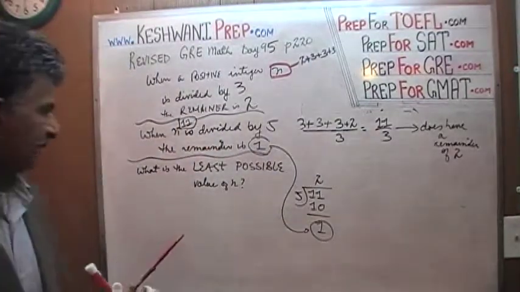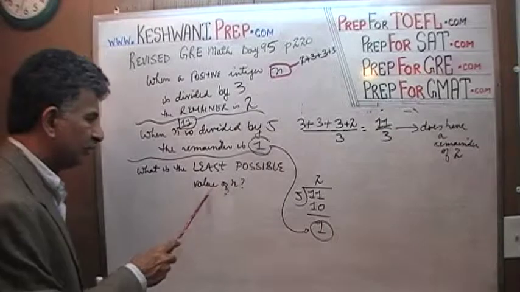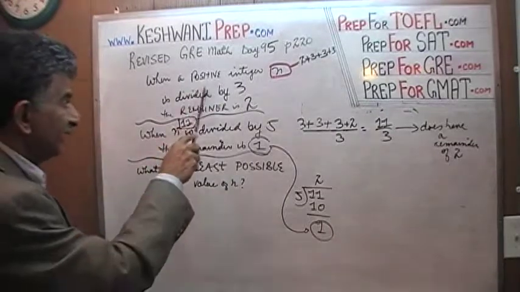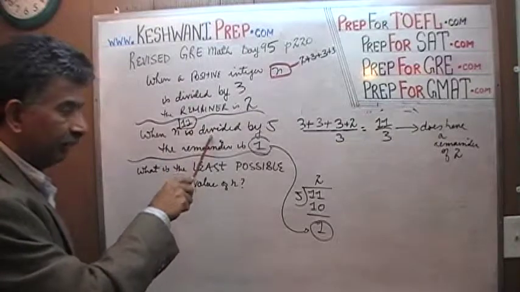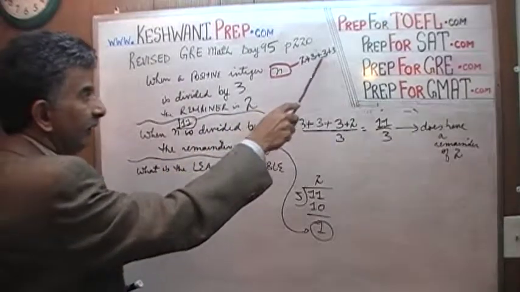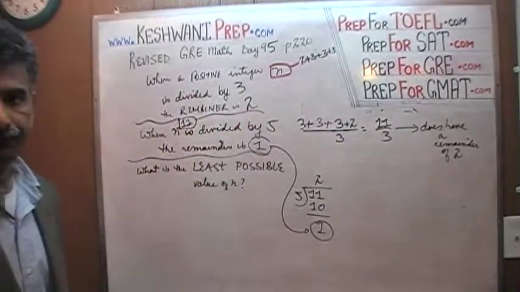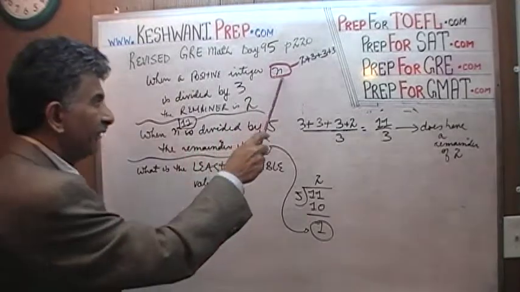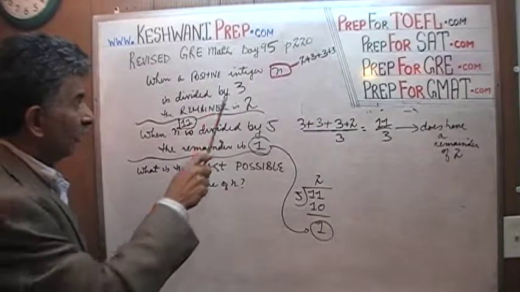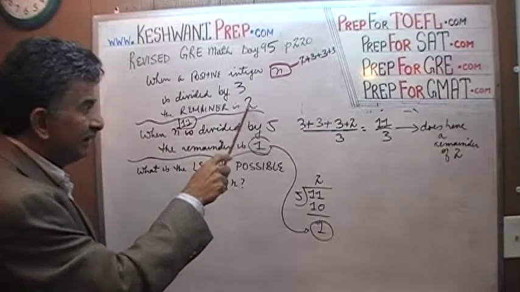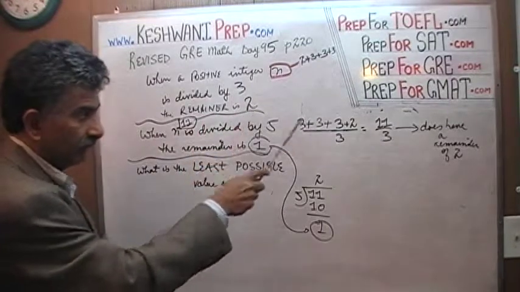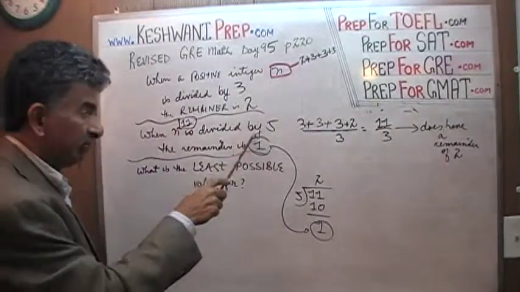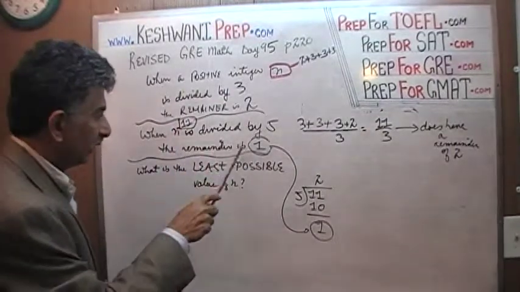So the smallest possible number. The question was, what's the least possible value of n? The least possible value that satisfies the top condition and the bottom condition is 11. 11 is the answer. Just one more time. 11 is the smallest positive integer which, when divided by 3, will yield a remainder of 2, as you can see here. And 11, when divided by 5, will yield a remainder of 1.